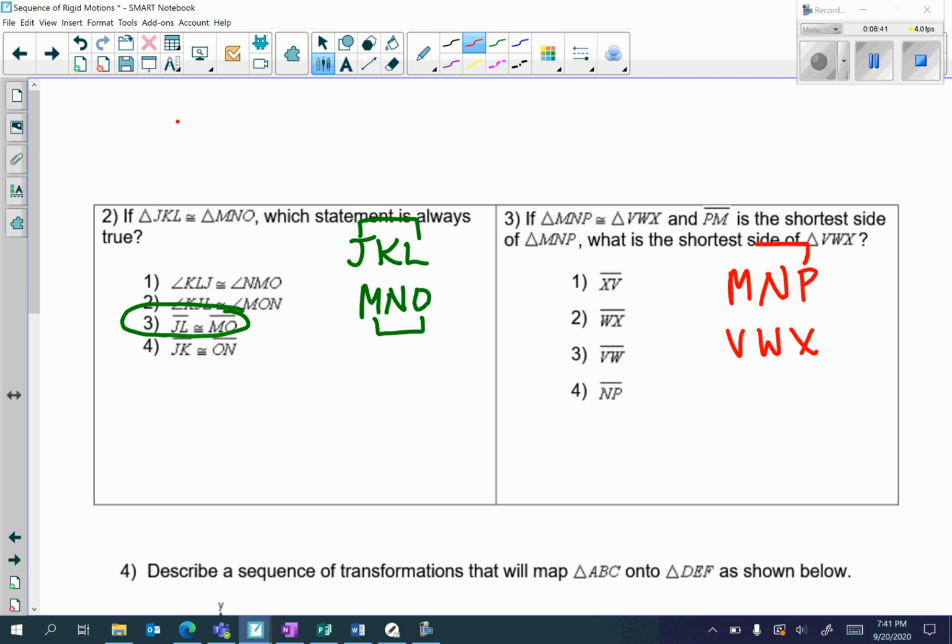So here's P and here's M. What's the shortest side of triangle VWX? So P corresponds with X and V corresponds with M. So XV has to be the answer.